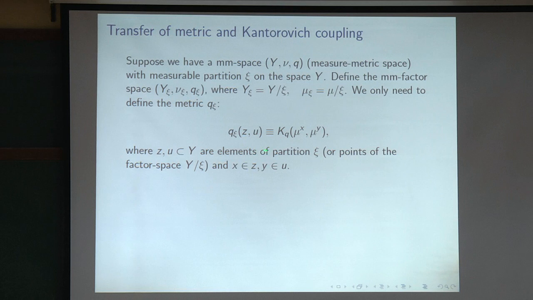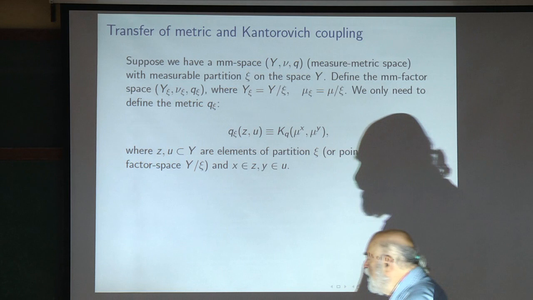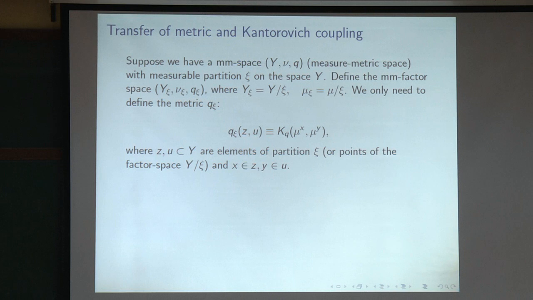So I want to say that in this case, if you have conditional measure, so you have point z, u, you consider some point x, some point y, look at the conditional measure on this element, and look at the Kantorovich distance. I return. Maybe it's written here in order to remind you again.